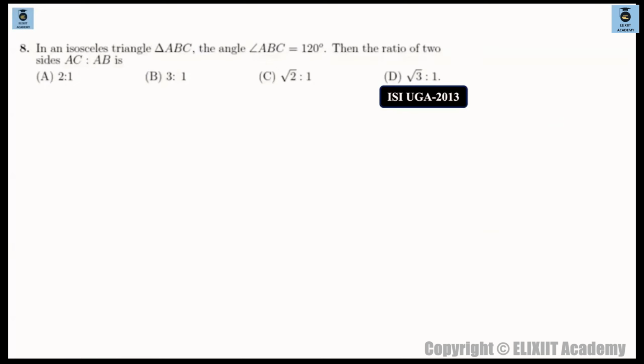So in this isosceles triangle, angle ABC is 120 degrees. Since it is isosceles, the remaining angles will be 30 and 30, right? So these two sides are equal basically. So what do we want? We want the ratio AC to AB.